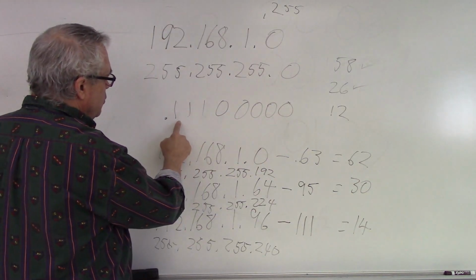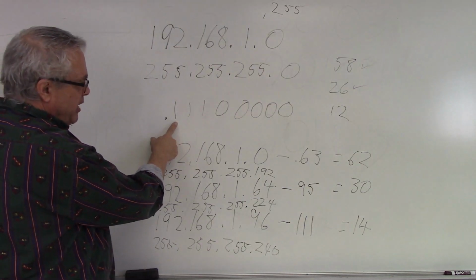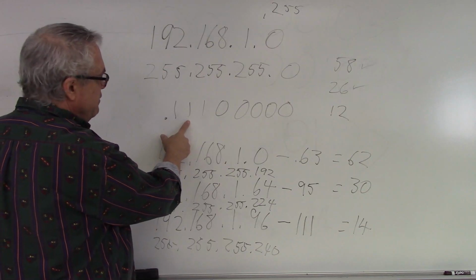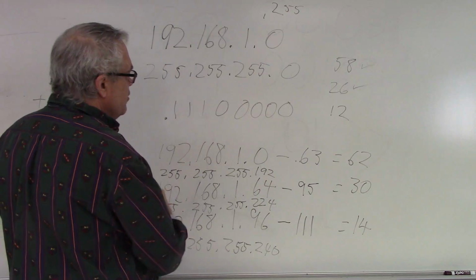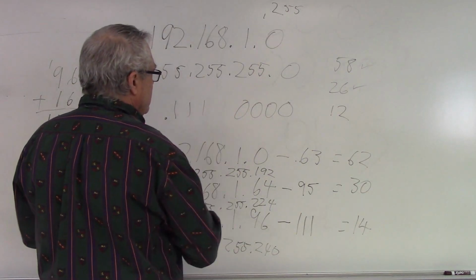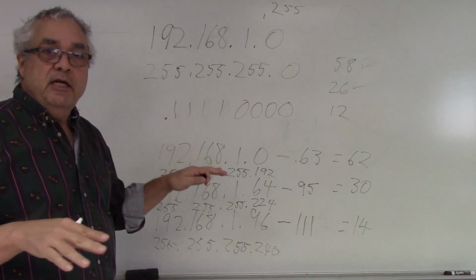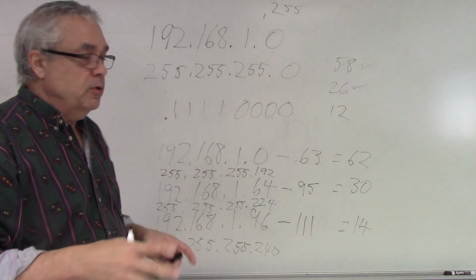All right, so we took 1 bit, that gives us 128 host addresses. Take another bit, that gives us 64. Take another bit, that gives us 32. Take another bit, that gives us 16. Okay, 16 total, 14 usable. Remember, it's n minus 2, right?